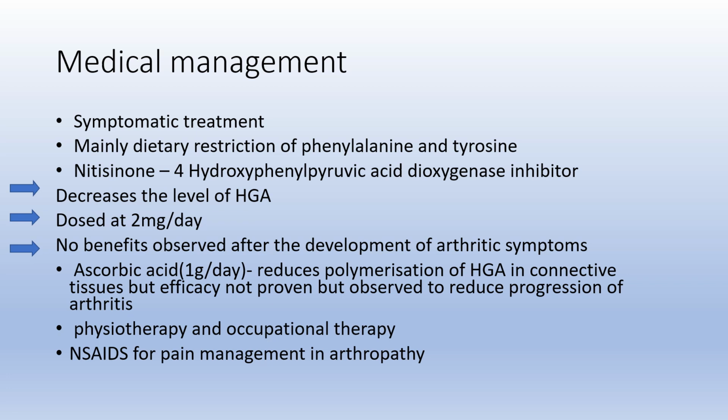Ascorbic acid, popularly known as vitamin C, dosed at 1 gram per day, is observed to reduce the polymerization of HGA in the connective tissues. The efficacy has not been proven, but it is observed to reduce the progression of arthritis once the patient presents in the clinic.